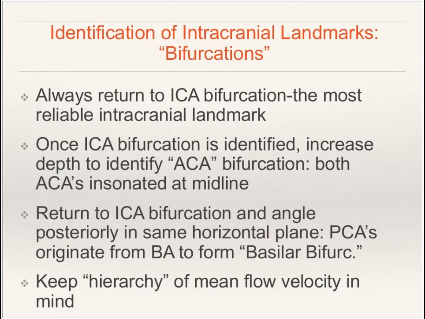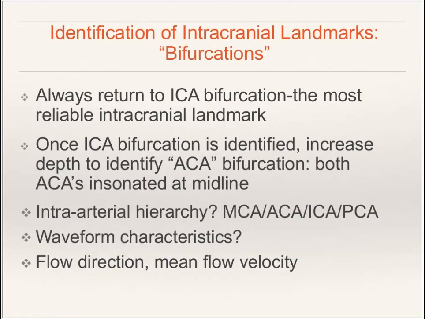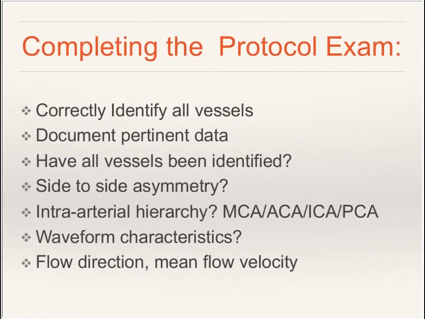The hierarchy of mean flow velocities is very important to keep in mind. You want to make sure that the middle cerebral in normal conditions always has the highest mean flow, followed by the ACA, the ICA, and the PCA. If you see a disruption of this, that should be an automatic sign that something is wrong, that there may be an area of narrowing that was causing flow to move from one side to the other, or for one vessel to be providing more flow because of a stenosis or occlusion.